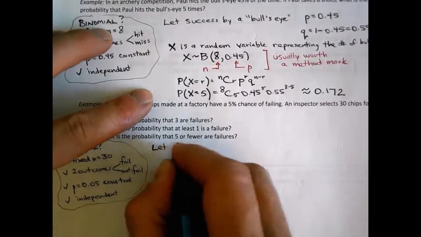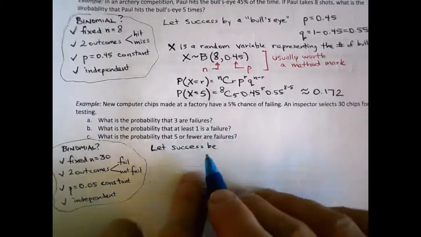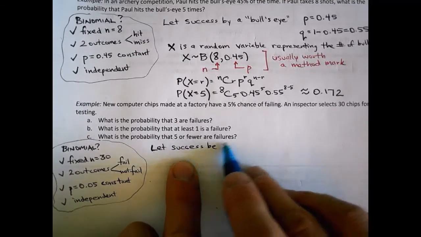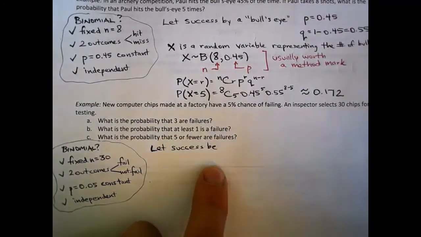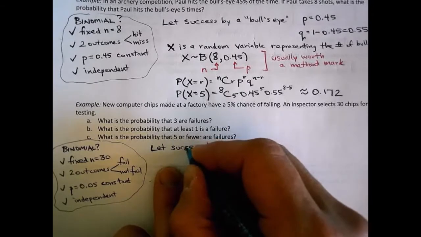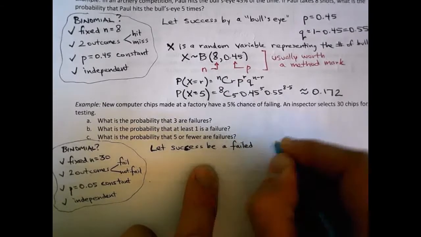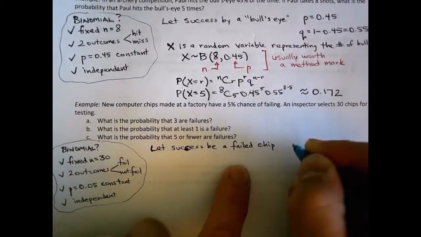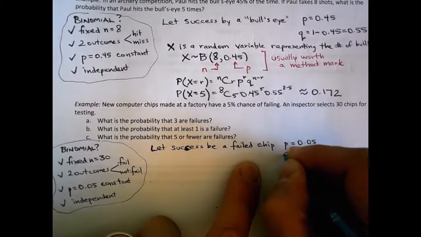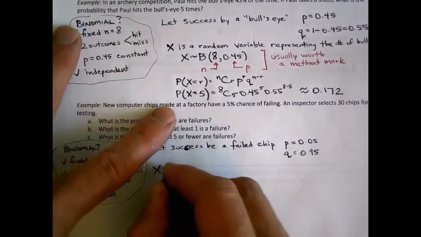So let's let success be, in this case, I know it's confusing with the language, but let's say success for this binomial distribution is selecting a bad chip. Again, you could do it the other way around. You'll still get the right answer, but let's define success as a failed chip or a bad chip. Don't get caught up in the language here, right? Success and failure. So the probability of getting a bad chip is 0.05. The probability of getting a good chip then is quite high. Okay, so now x is a random variable.